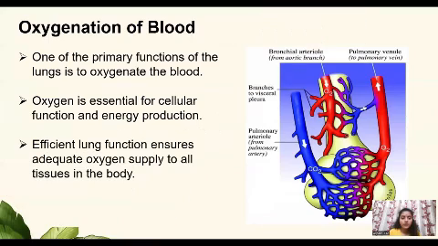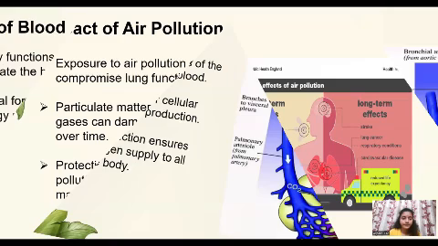Oxygenation of the blood. One of the primary functions of the lungs is to oxygenate the blood. Oxygen is essential for cellular function and also for energy production. Efficient lung function ensures an adequate oxygen supply to all the tissues in the body.